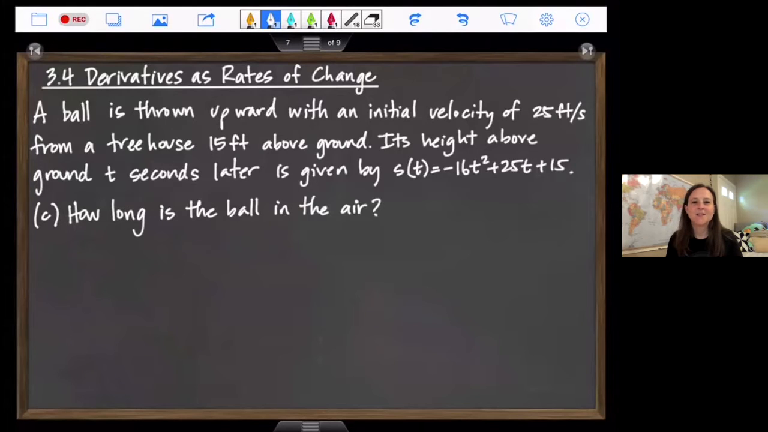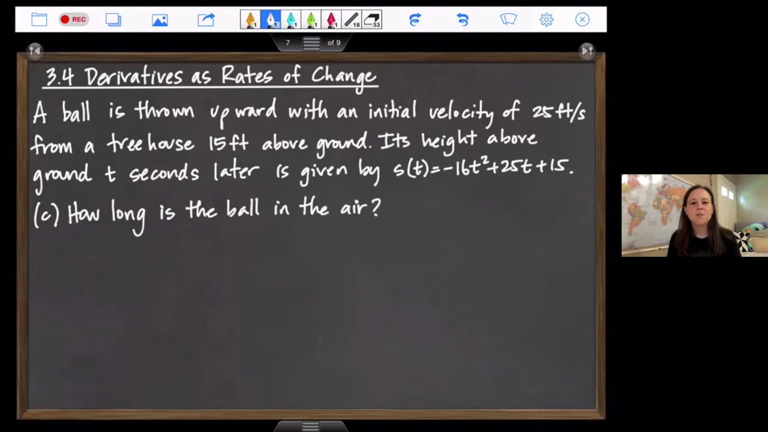We're going to continue with this same example, our ball being thrown up in the air, same position function, negative 16t squared plus 25t plus 15. All right, and we're going to answer the question, how long is the ball in the air? And this is actually not a question that has to do with derivatives at all. This is just talking about the amount of time that it takes the ball to complete its trajectory, which is based solely on this position function.